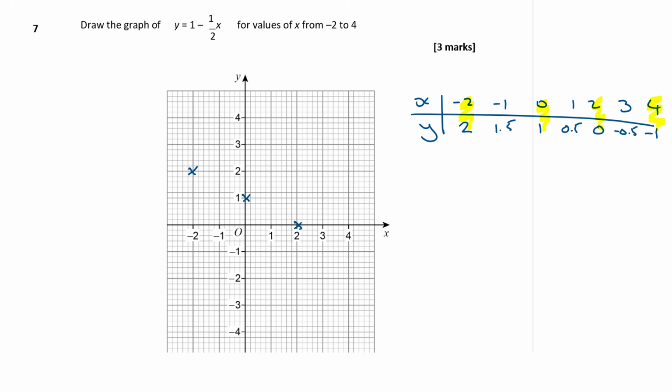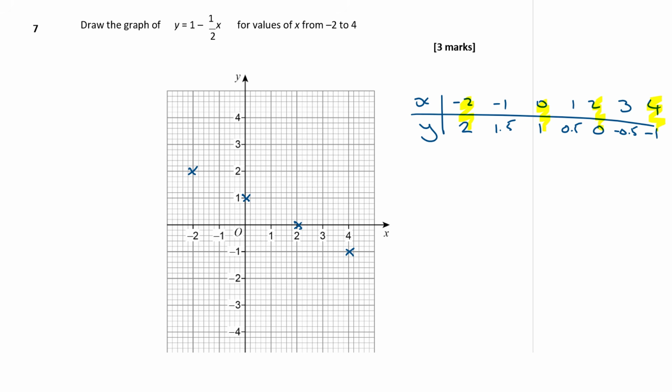And 4 minus 1. Now obviously if it wasn't a linear equation, I'd probably want to plot those ones in between because I want to draw my best possible line, but because it's linear, it's going to be a straight line anyway. I just need to draw a line through them. I only really need 2 points, so 4 is plenty.